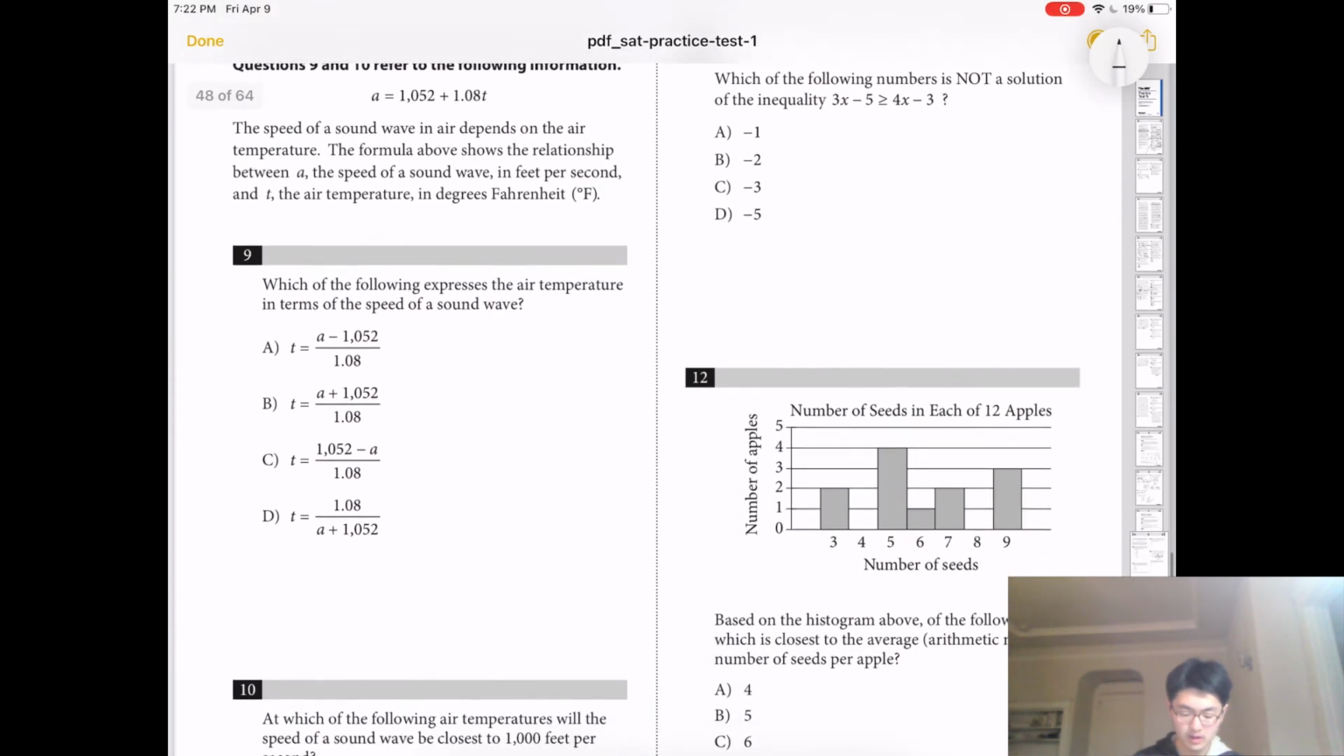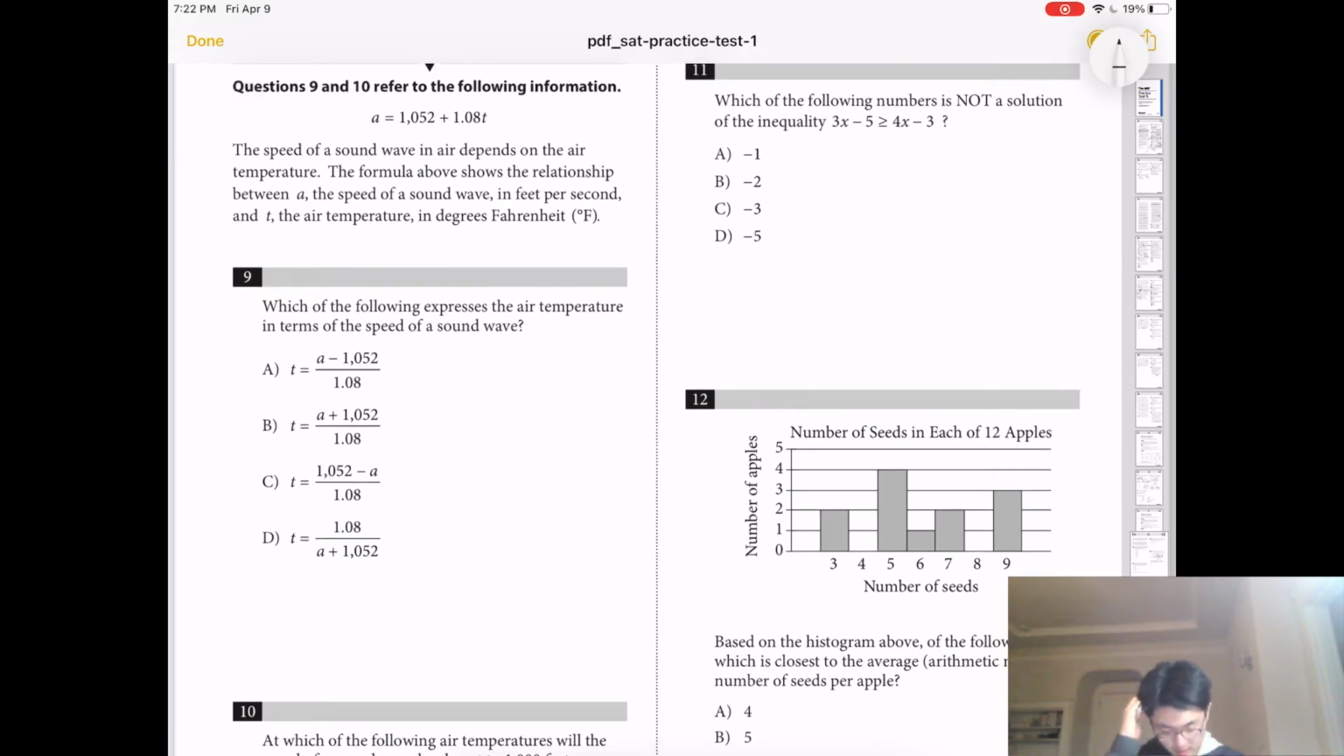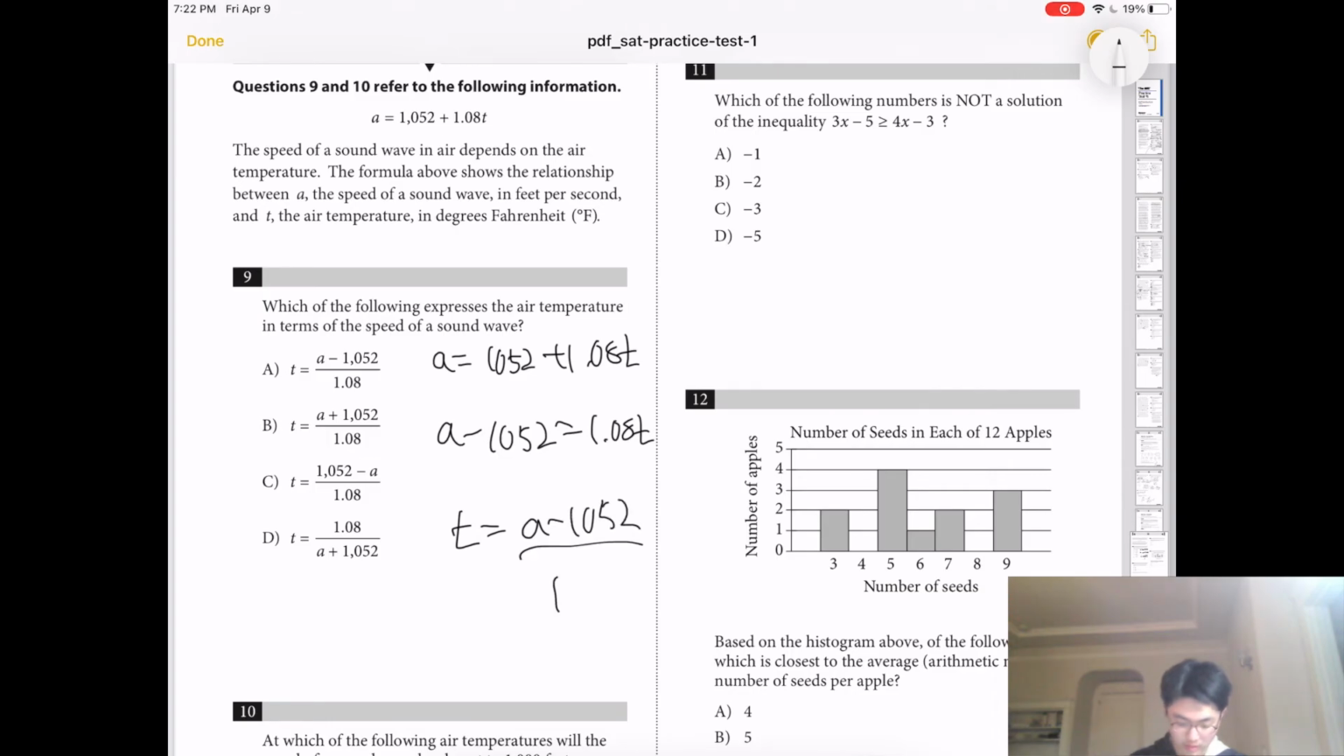And number 9, A equals 1052 plus 1.08T. Which of the following expresses the air temperature in terms of the speed of sound waves? Okay, so we had A equals 1052 plus 1.08T, so A minus 1052 equals 1.08T, so T would be A minus 1052 divided by 1.08, which is A.